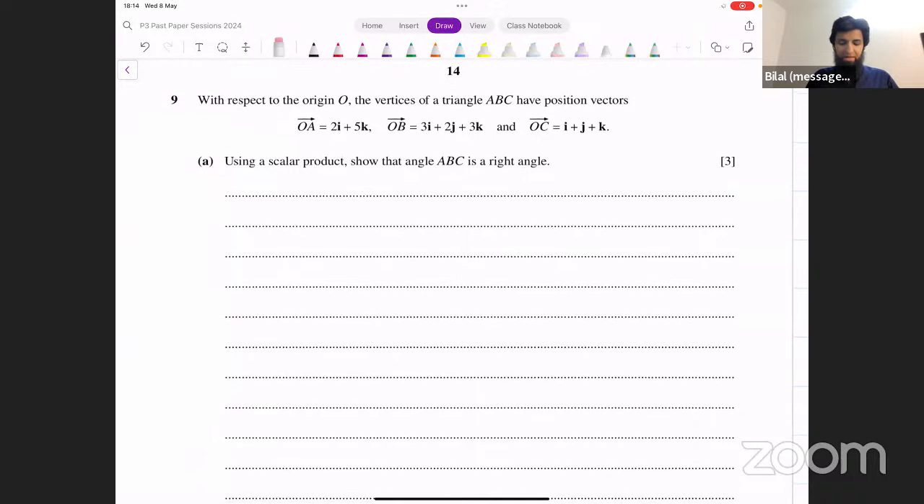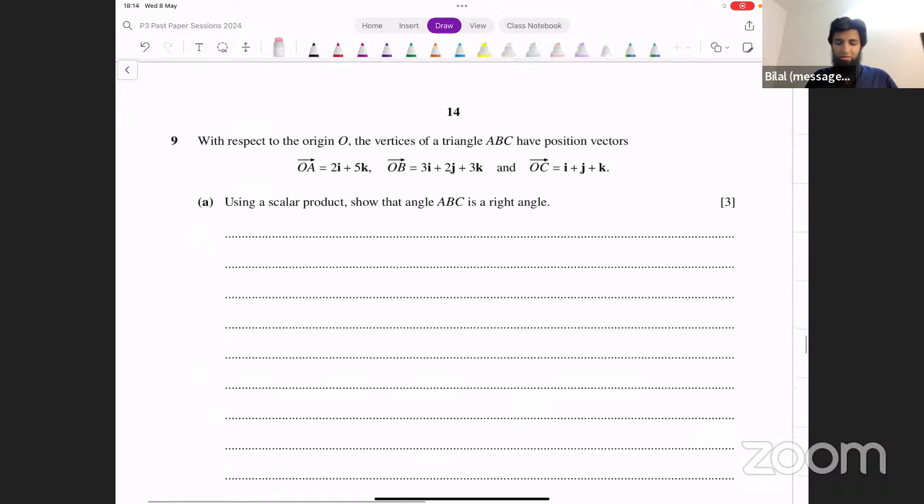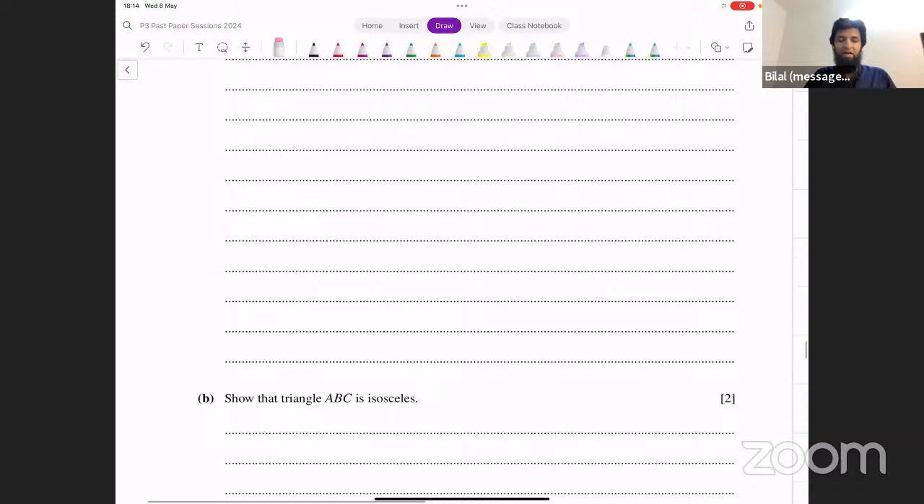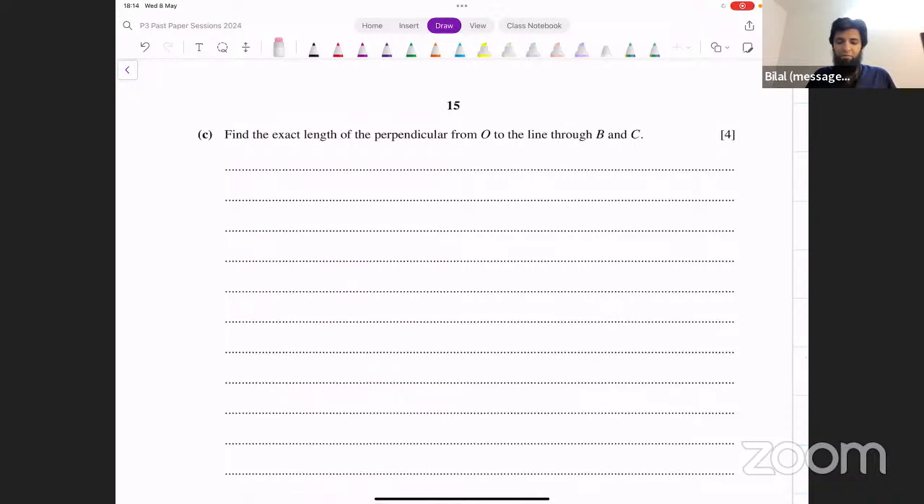Prove that this is a right angle. You can use the dot product of AB and BC. That will turn out to be 0. Show that this triangle is isosceles. Just find two lengths and they will be equal. It's a right angle triangle. You find the length AB and BC. They will turn out to be equal. And then the exact length of the perpendicular from O to the line BC.